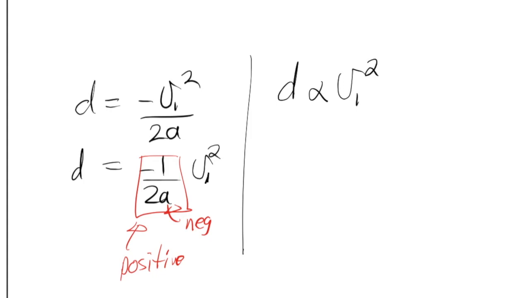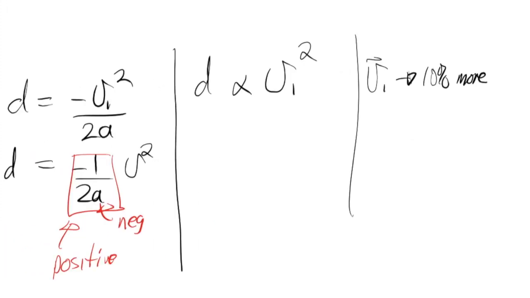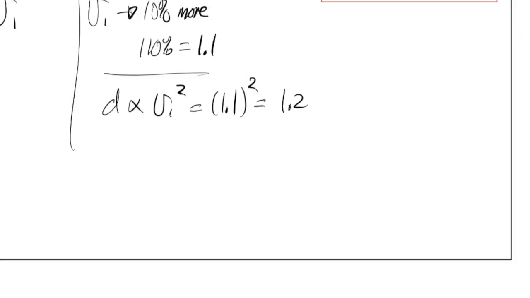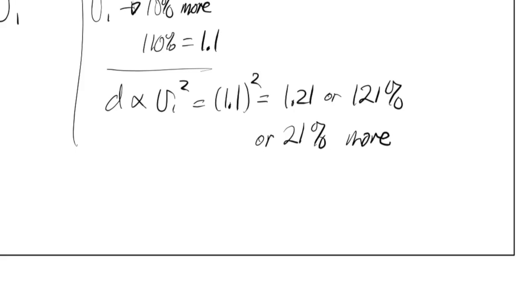So now, how that works is this. If our V1 was 10% more, that meant that our V1 was 110%. So we can represent that as 1.1, because it's 1.1 times whatever. That'll give us our speed increase. So 110%, which is equal to 1.1. Okay, so now the D is proportional to that V1 squared, which is equal to, take that 1.1 and square it. That gives you 1.21, or 121%, or 21% more.